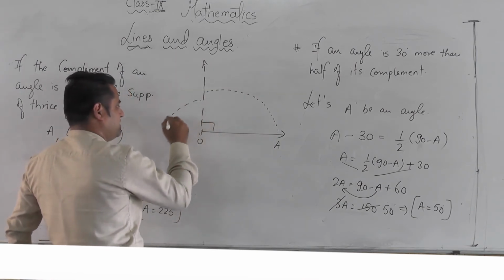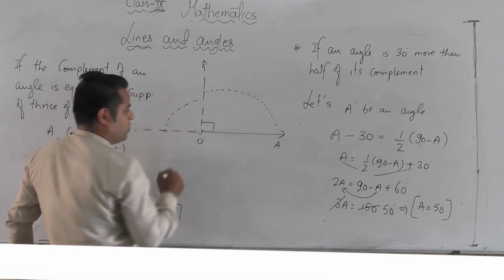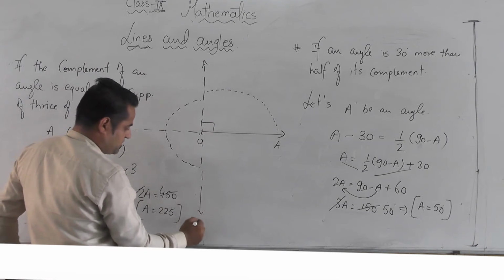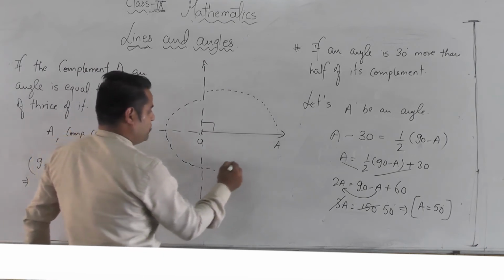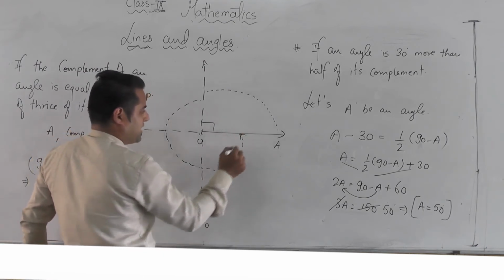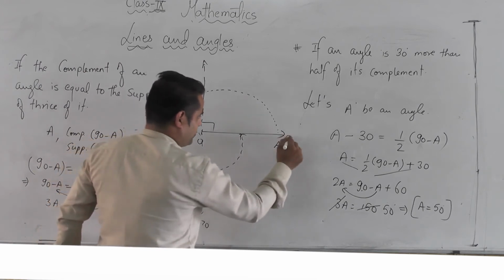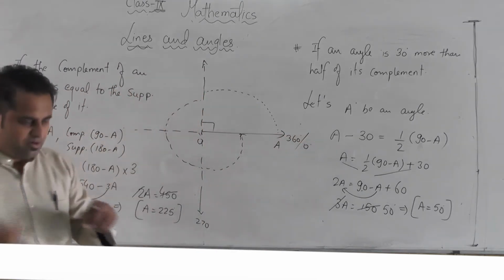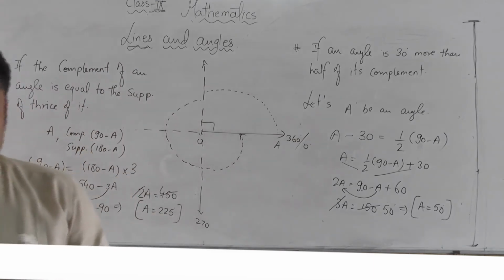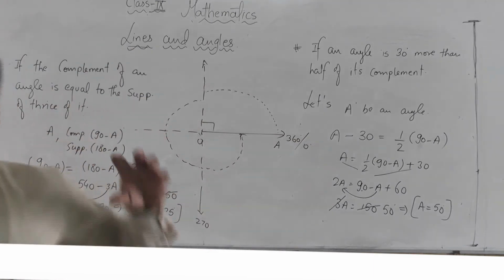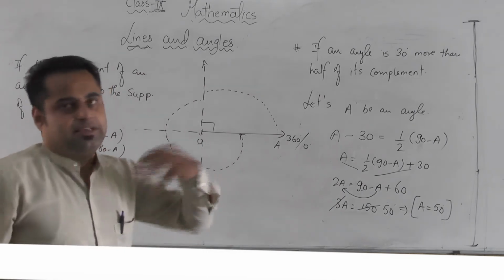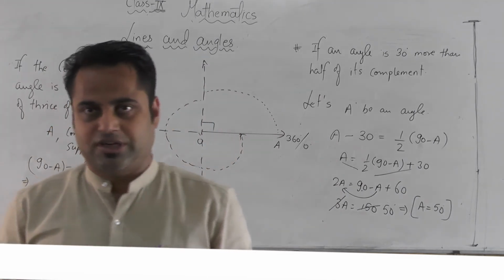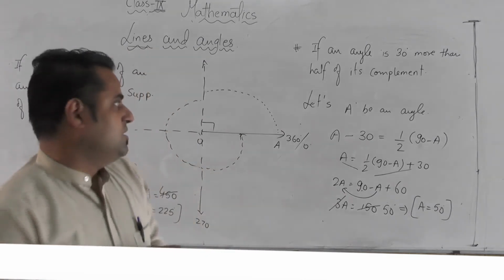Then again I am moving it. Now it will become 180. Then again I am moving it, and now it will become 270. And again I am moving it. When it comes again to the same point, it will be 360. So the total round of an angle is 360 degrees. So an angle can be more than 0 or less than 360 degrees. Okay, it won't be more than 360 degrees.